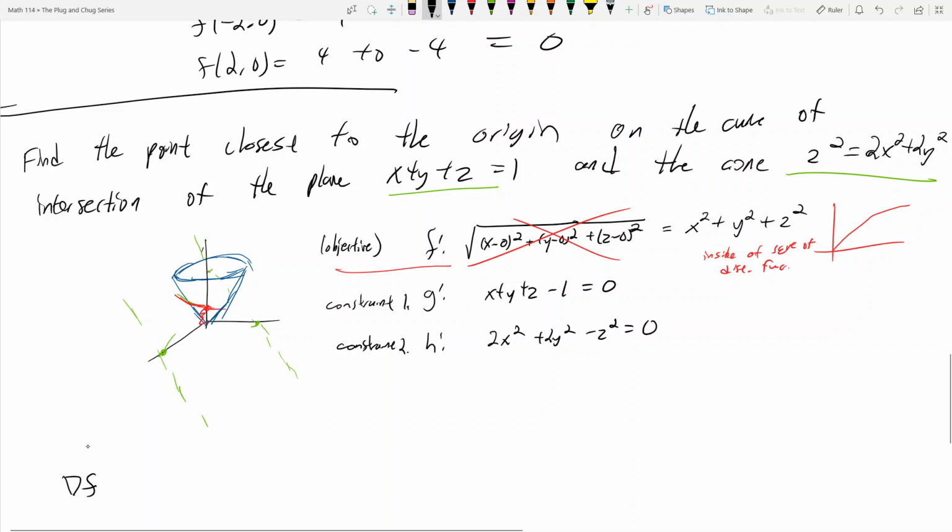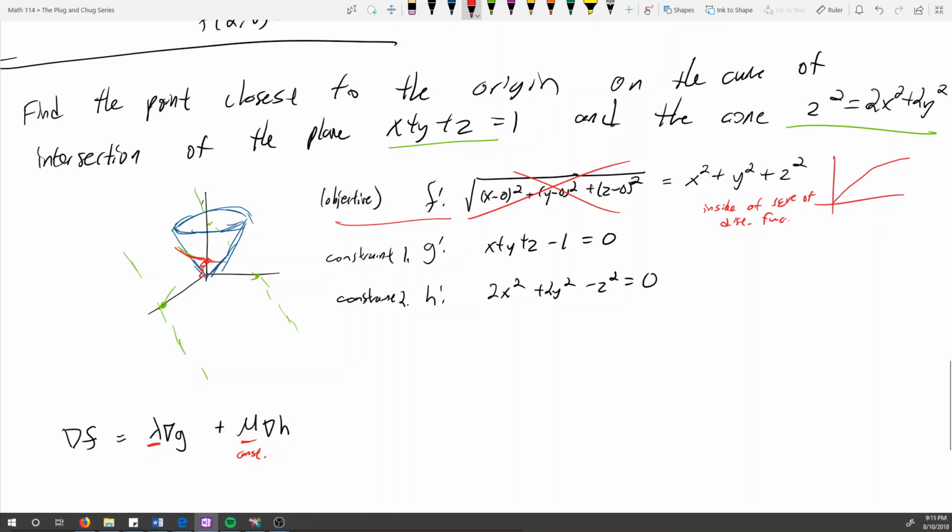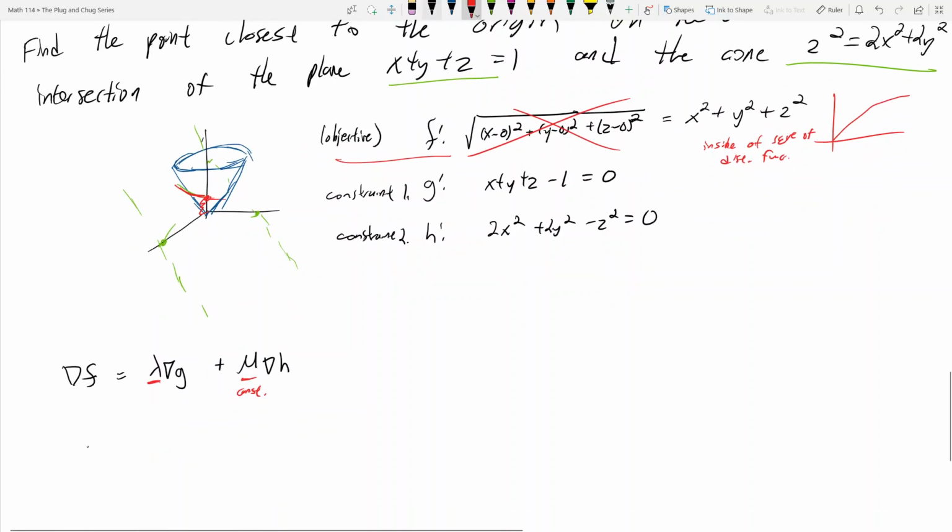So this is my problem. I have an f, a g, and an h. What do I do when I have more than one constraint? Well, nabla f, the gradient of f, is going to be equal to lambda times the gradient of g. Makes sense. But now I have another constraint, so I just add mu times the gradient of h. Mu is just another constant, like lambda. I can't use lambda twice. I could say lambda 1, lambda 2, that's fine, but I'm just going to call this constant mu. Okay, now I can go find the Lagrange multiplier.